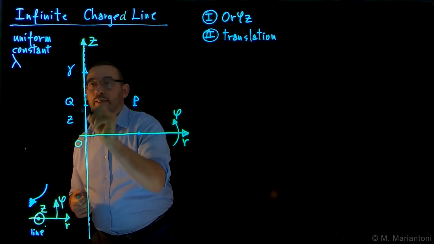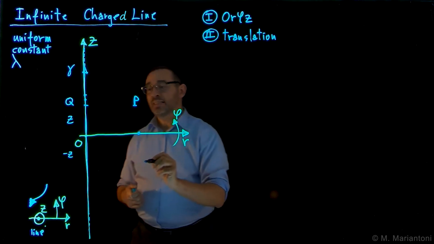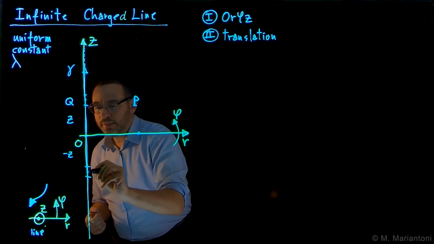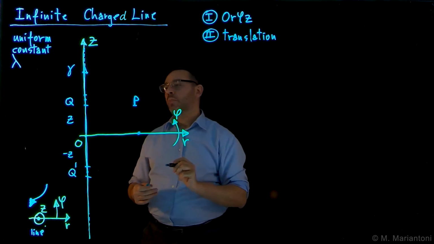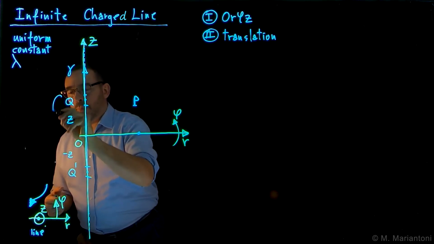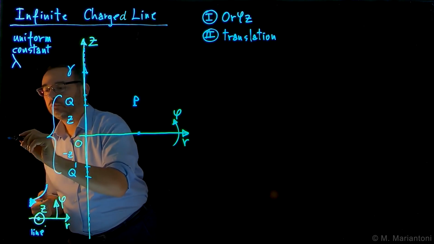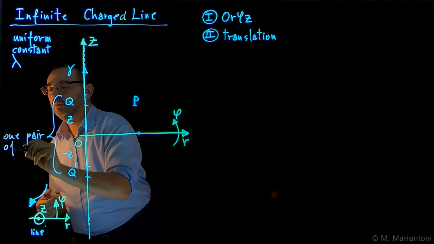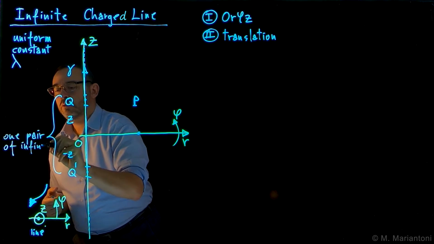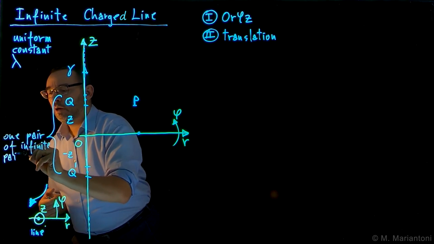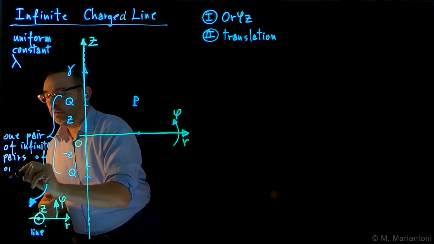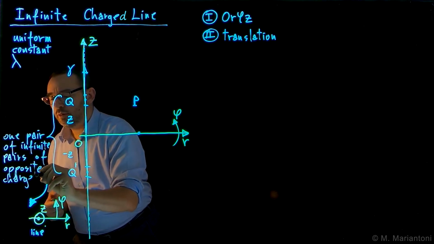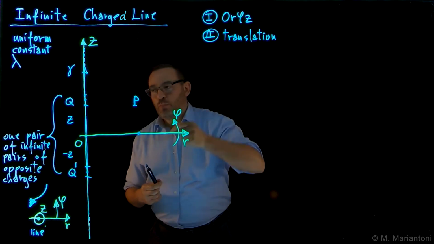I can choose another one at the distance minus Z below the origin, and so I'm going to have another infinitesimal element somewhere here, in the neighborhood of a point, which I call Q prime. This is one pair of infinite pairs of opposite charges. These charges are infinitesimal point-like charges.